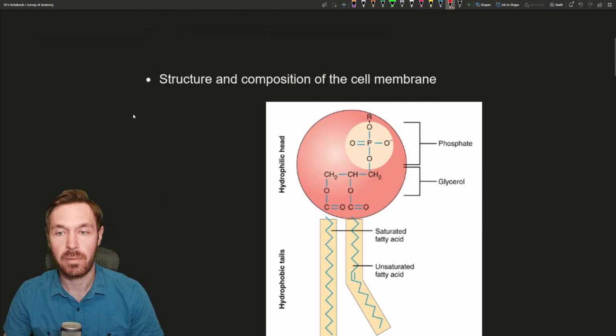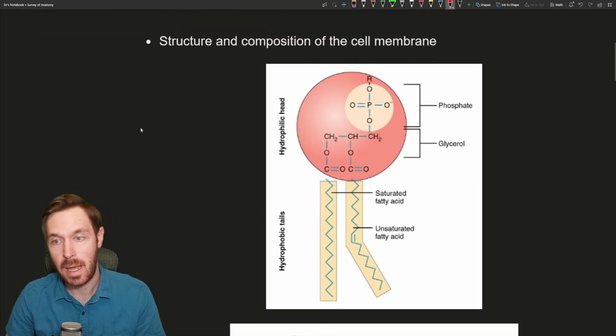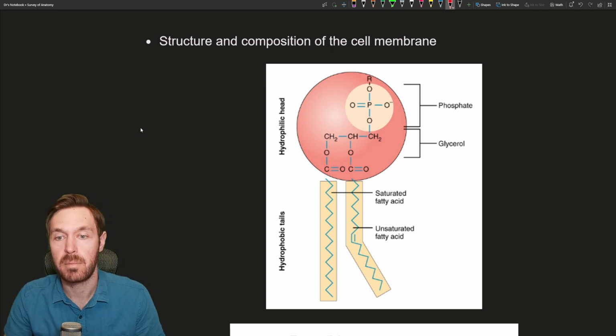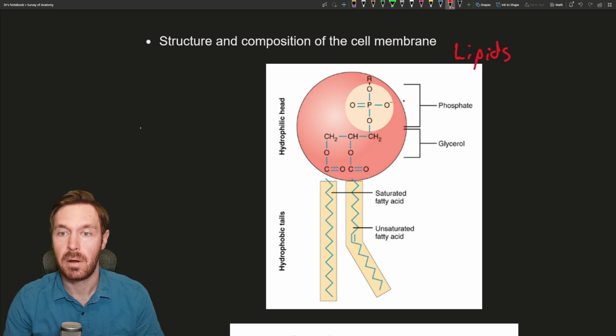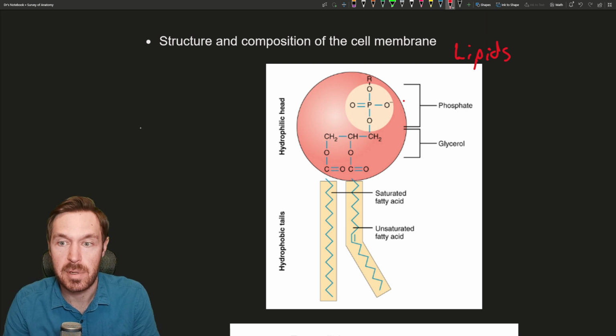All righty, so if you recall from the chemistry chapter, from the major macromolecules, we talked about lipids. And one of the classes of lipids, here for lipids are the fats, are the phospholipids. So remember, this is a phospholipid, and phospholipids are what make up a cell membrane.